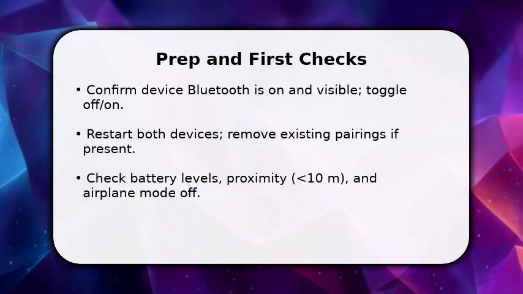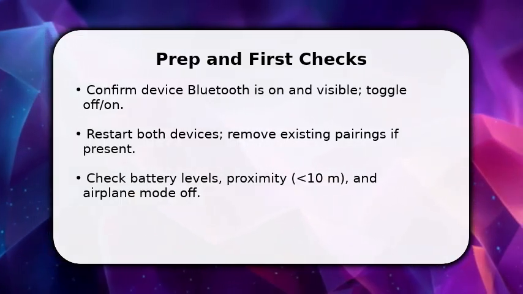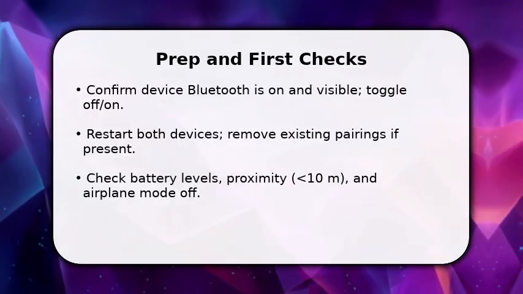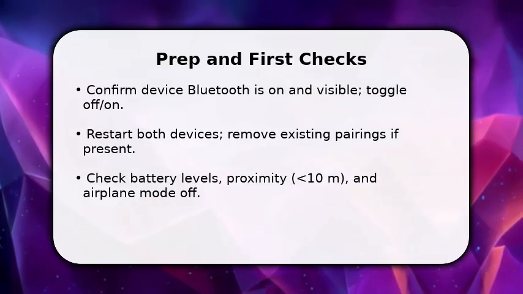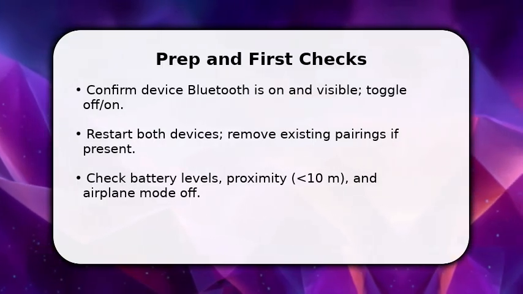You start by confirming essential prerequisites and taking the first actions. Turn Bluetooth off and on and make the device discoverable. This resets states that often cause failures. Once done, restart both gadgets to clear transient issues and remove stale pairings so new connections aren't blocked.